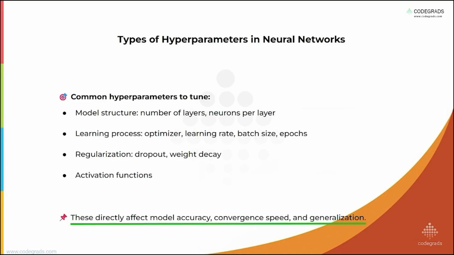Now this directly affects model accuracy, convergence speed, and generalization. If the parameters used are the best, our model accuracy increases, our convergence speed also increases, and naturally the computational cost is reduced if convergence is achieved fast. So cost and complexity are also reduced. Resources are also generally used less if the parameters used are right.